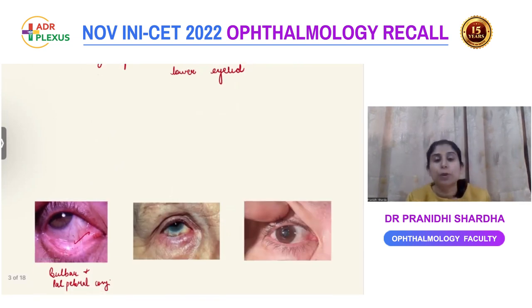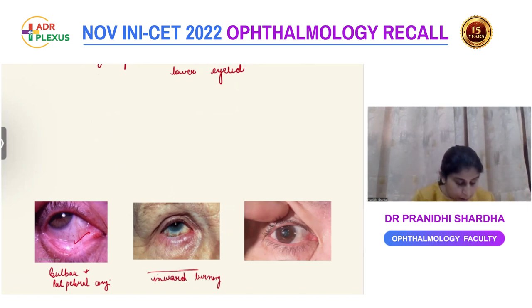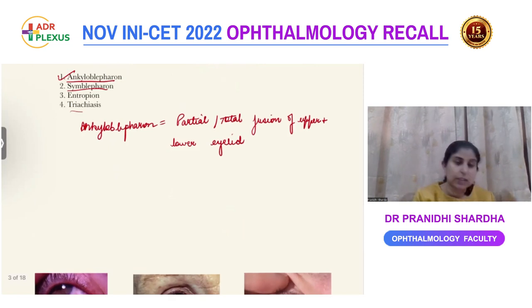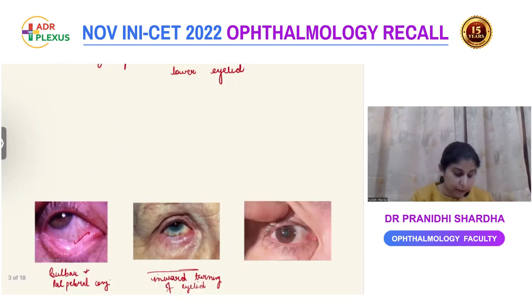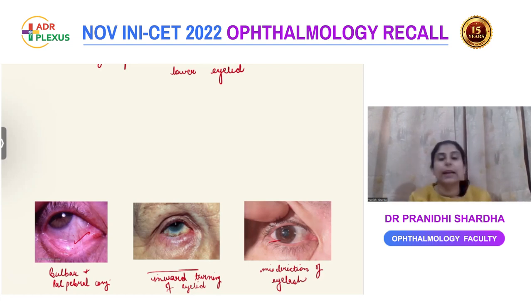Next is entropion. What is entropion? That is the inward turning of the eyelid. And the fourth option was trichiasis. Trichiasis is the misdirection of the eyelash. Single or multiple eyelash misdirection is trichiasis.